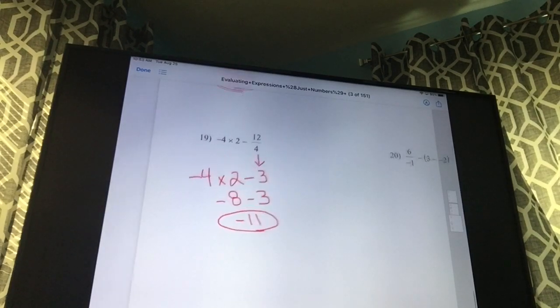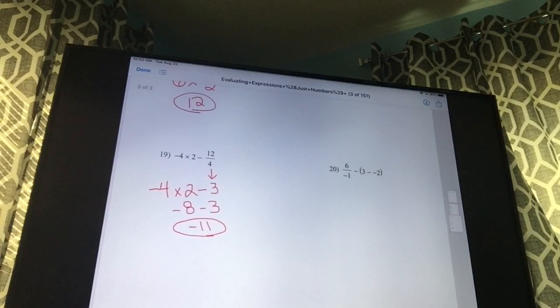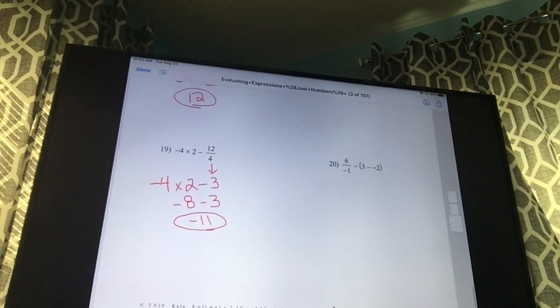Okay, and before you guys go off, let me look at the other side to make sure nothing's crazy. Okay, so 20, you need to do the fraction first. Okay, so fix this fraction before you can do anything else, okay?